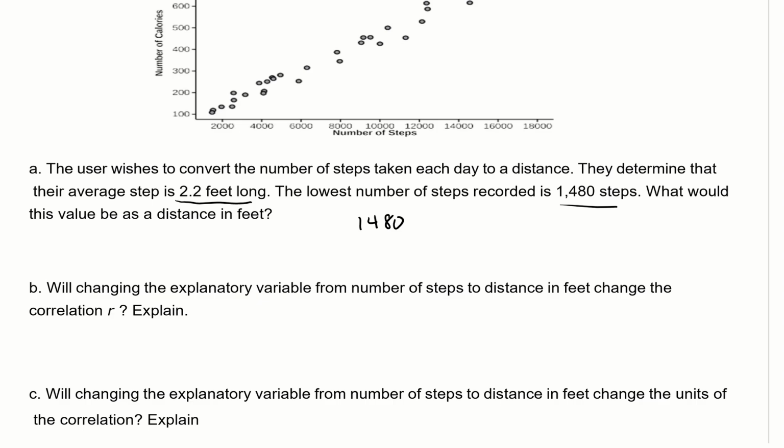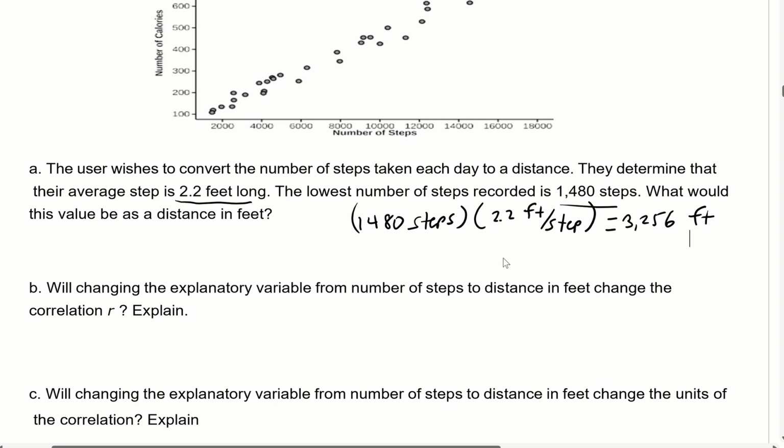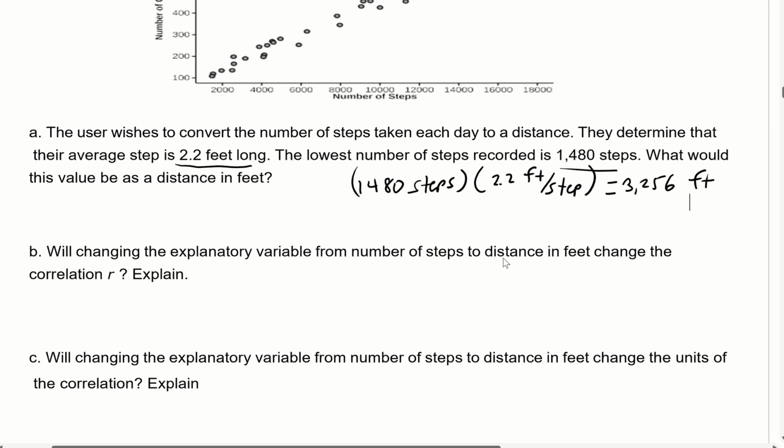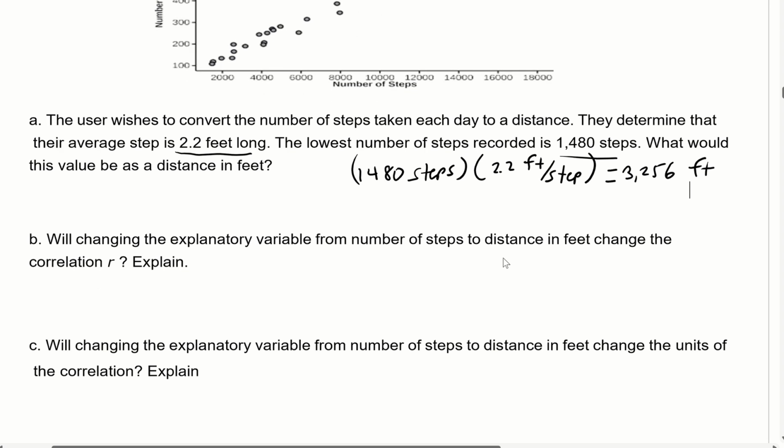So 1,480 steps times 2.2 feet per step. Then you would get 3,256 feet. All right, so that's how much. Then part B, it says, will changing the explanatory variable from number of steps to distance in feet change the correlation R? And the answer is no, it's not going to change it, because remember that the correlation stays the same when you change the units.